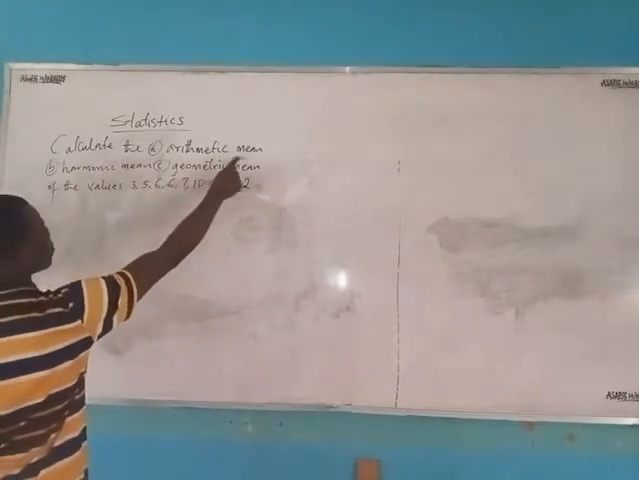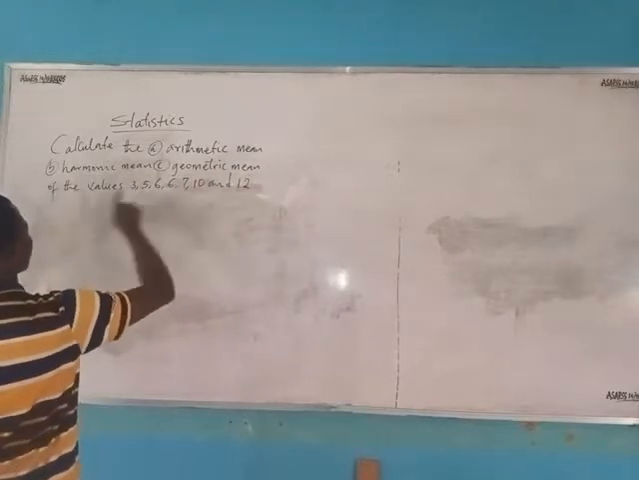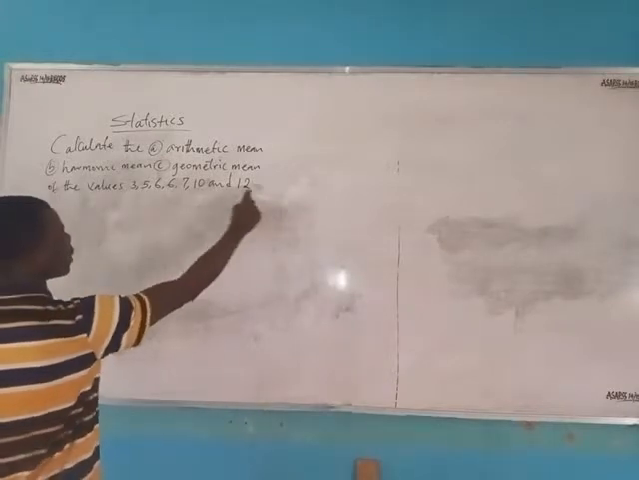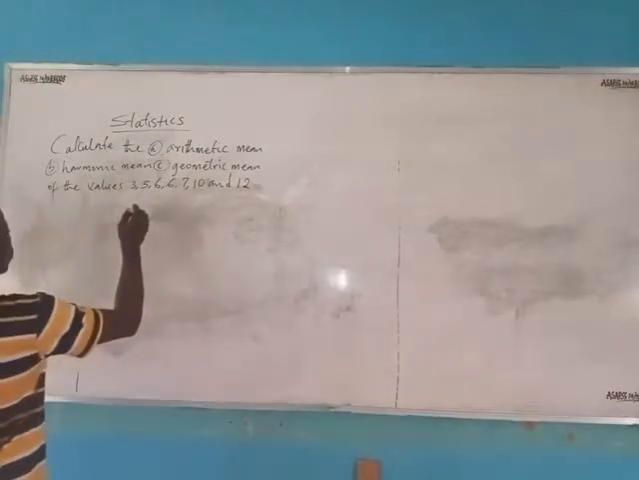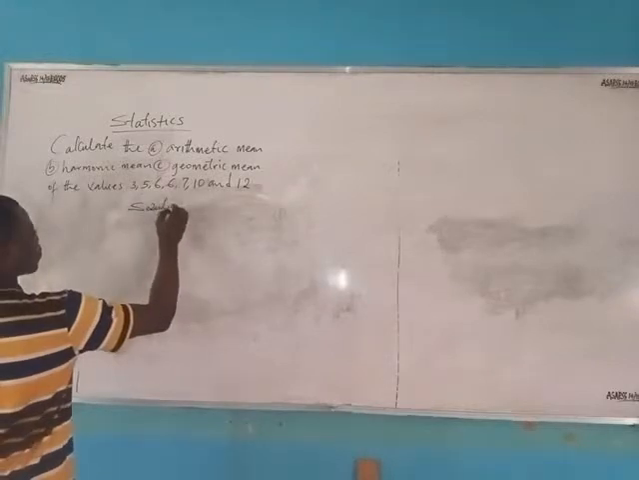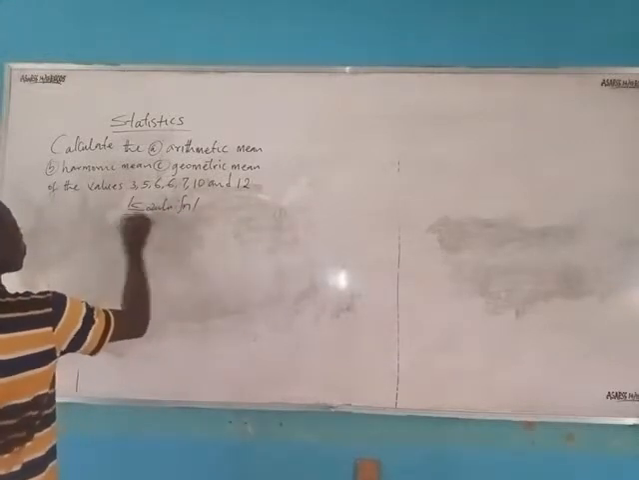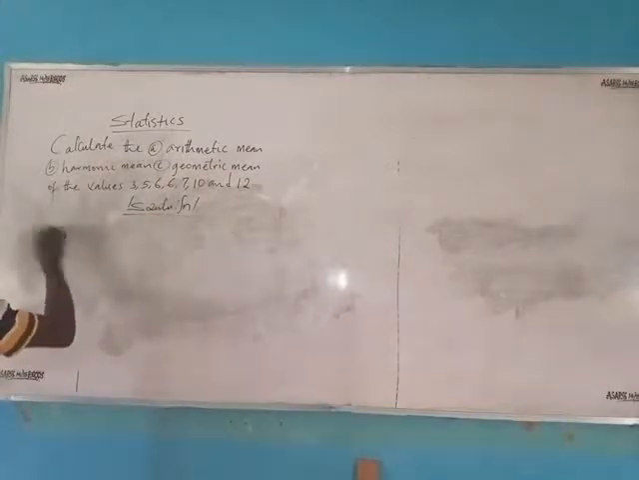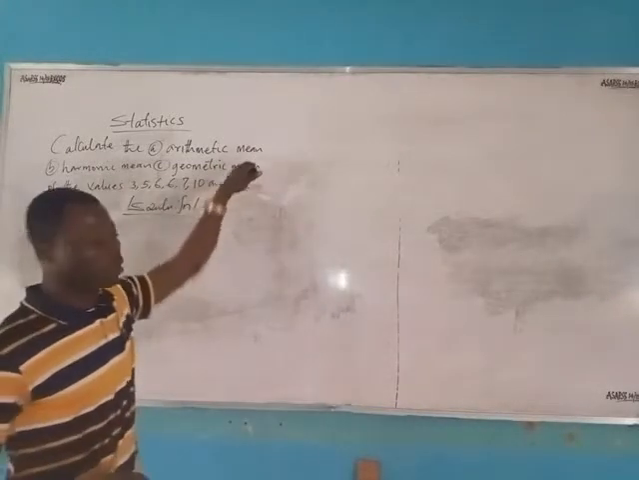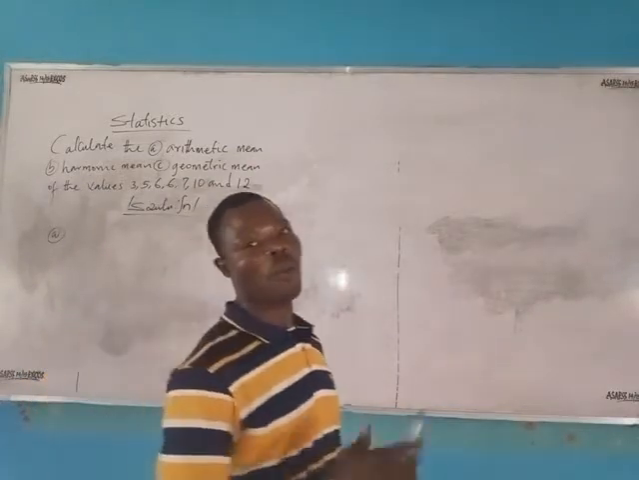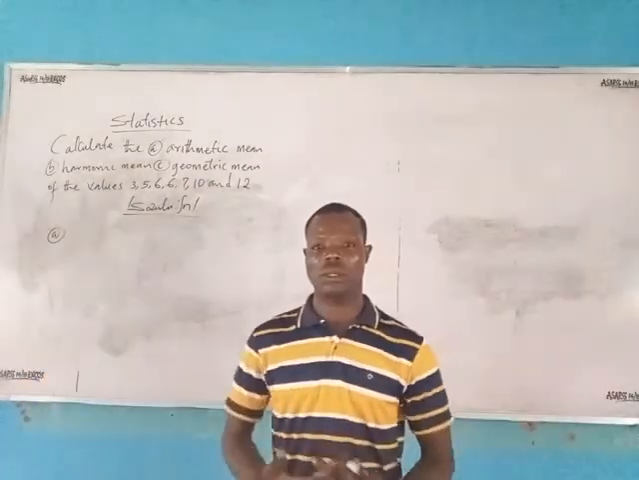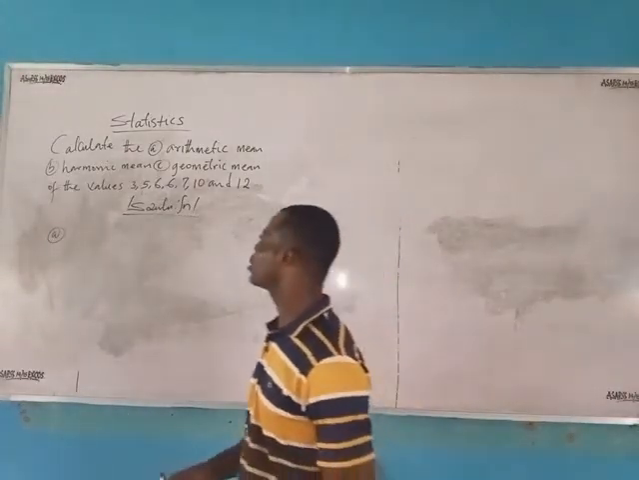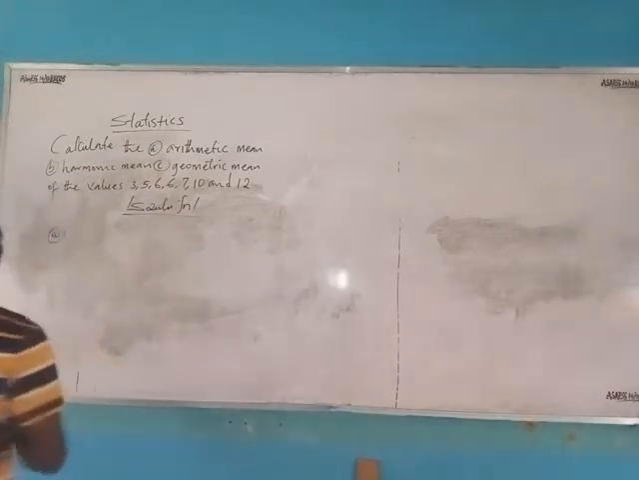Calculate the arithmetic mean, harmonic mean, geometric mean of the values 3, 5, 6, 6, 7, 10, and 12. So let's look at this. Number one, arithmetic mean. So arithmetic mean, that is the common mean that we are using in that secondary textbook. If they ask you to calculate the mean, that is the arithmetic mean.